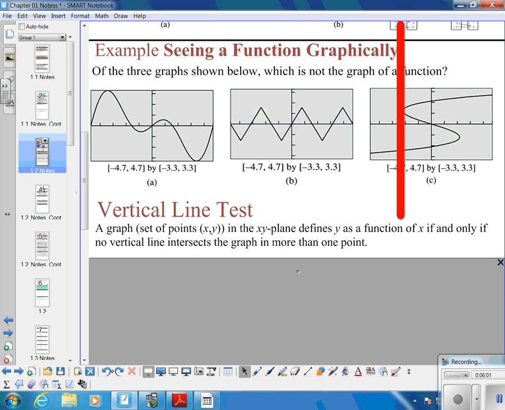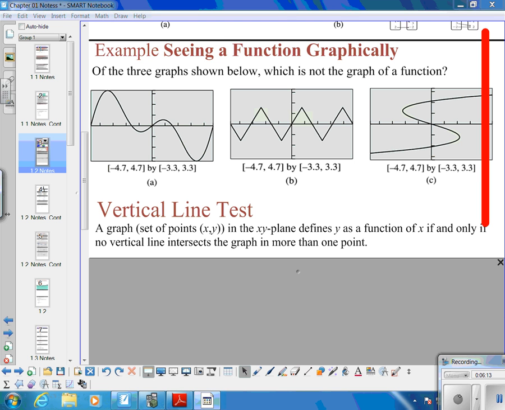Same thing here. Oh wait, no, stop! Oh, right there. We hit the graph in 2 spots and even 3 spots all throughout here. That means graph C is not a function. Get it? We call that the vertical line test. Make sure you're making note of all this stuff.